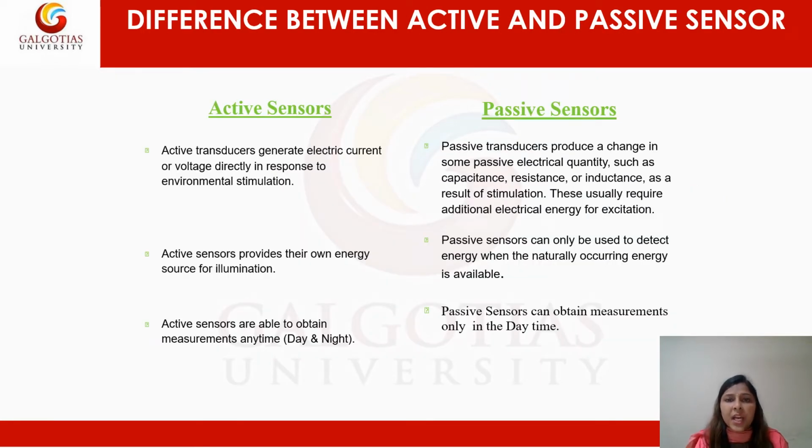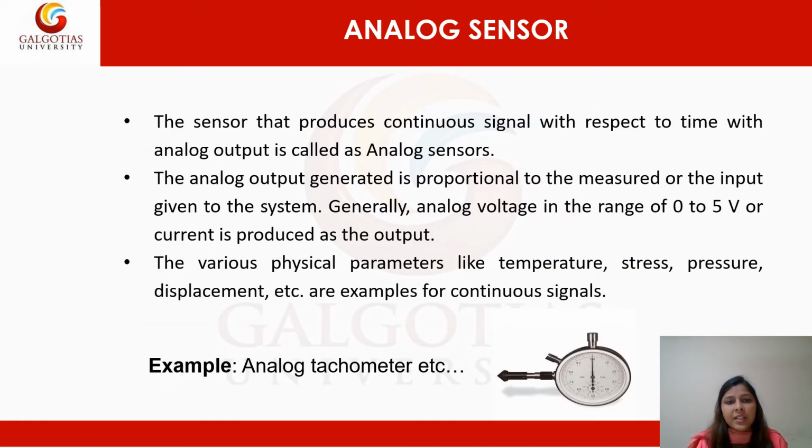This is the difference between active and passive sensors. Active sensors directly produce the output without any external excitation supply, whereas passive sensors require an external power supply to produce output. Active sensors produce their own energy source for illumination, whereas passive sensors can only be used to detect energy when naturally occurring energy is available. Active sensors are able to obtain measurements anytime, either in daytime or at night, whereas passive sensors can obtain measurements only in the daytime. So these are the main differences, and the examples we have already discussed.